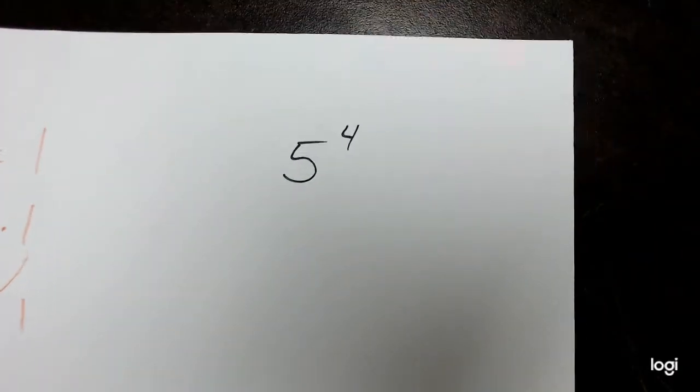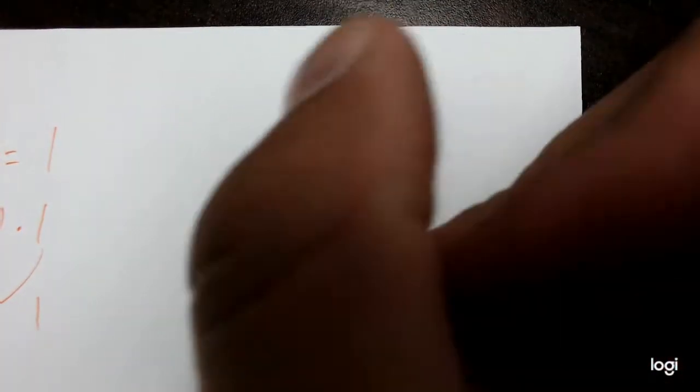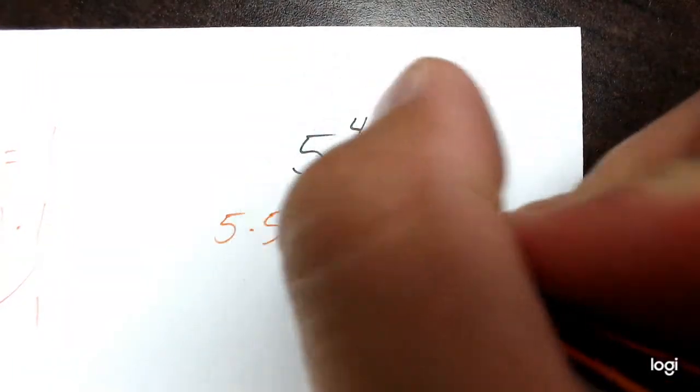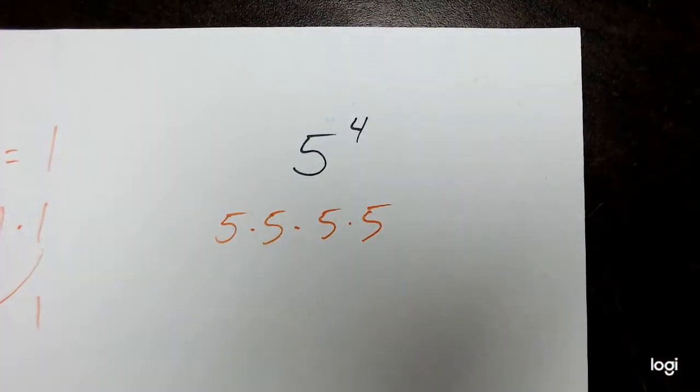All right, let's go to our next example, which is 5 to the power of 4. This isn't our last example, this is our second to last example. 5 to the power of 4. 5 times 5 times 5 times 5. 1, 2, 3, 4 times.